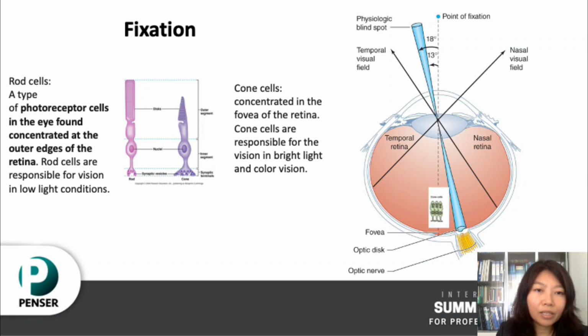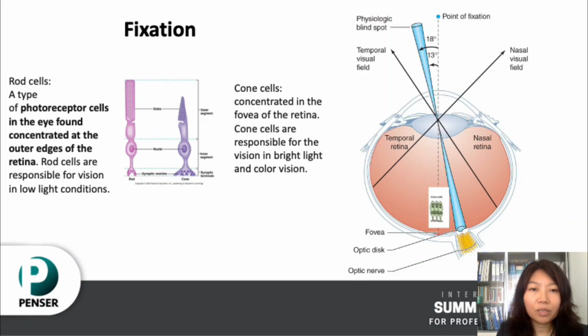And the cone cells are responsible for vision in bright light, for example, in the daytime, and for color vision. So that means if you want to see something clearly, we have to use our cone cells. Interestingly, the distribution of the cone cells and the rod cells is not even in the retina. The cone cells are mainly concentrated in a very small area of the retina called the fovea, just a very small area.